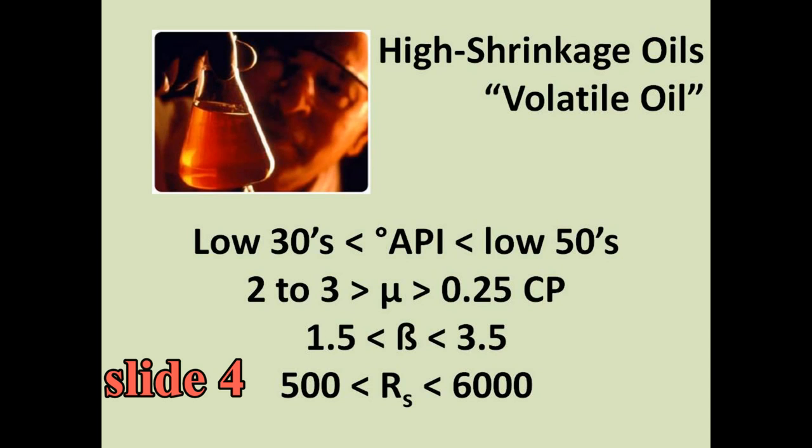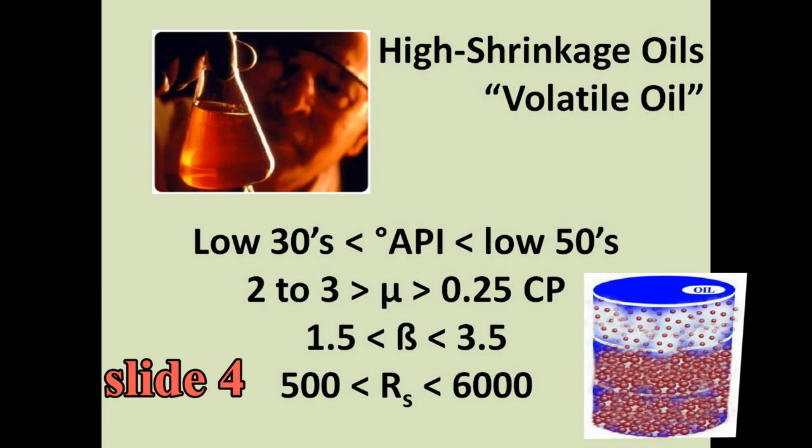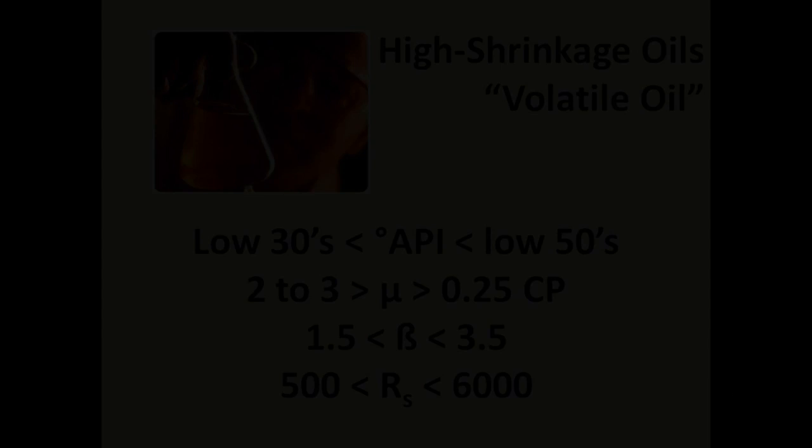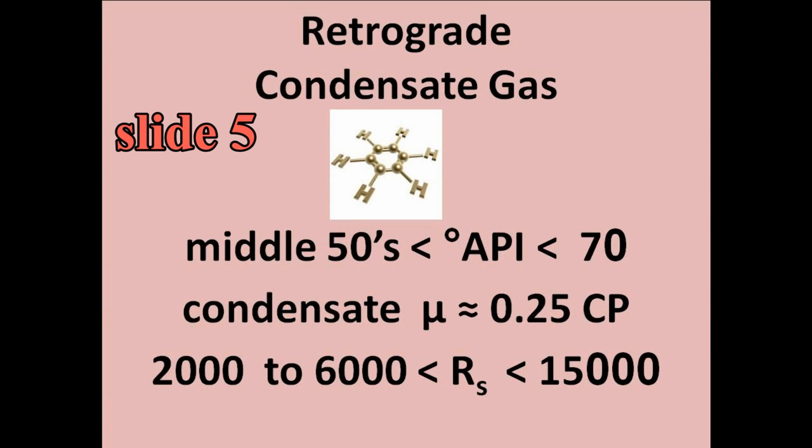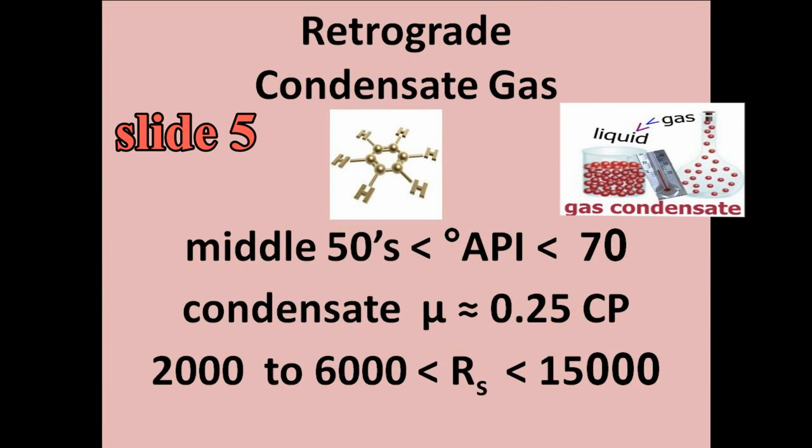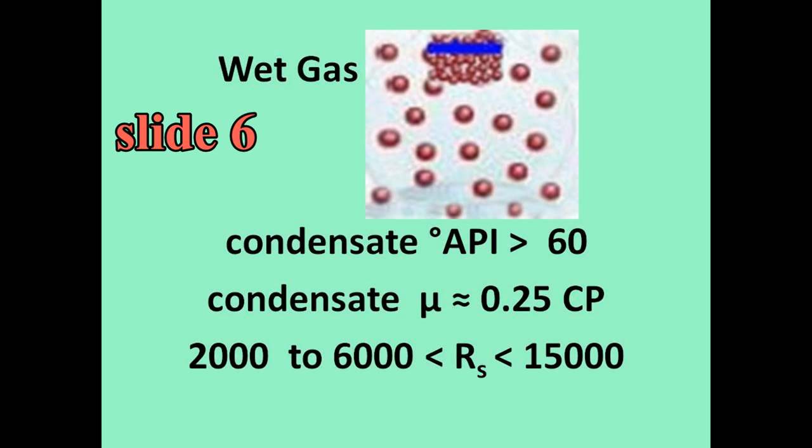Slide 4 shows high shrinkage oils or volatile oil. As the word volatile implies, this substance can easily change into gas, so its shrinkage is higher and its RS is also higher. A large volume of gas is usually found in volatile oils. Slide 5 shows the classification of retrograde condensate. In the reservoir, condensates are gaseous, but the gas liquefies and the condensates drop out at surface temperatures.